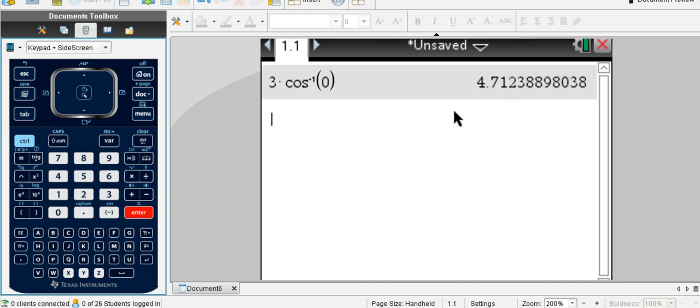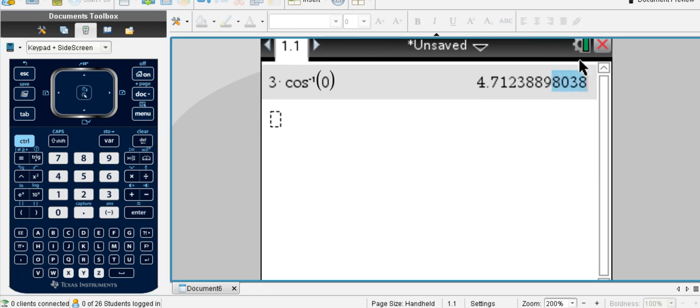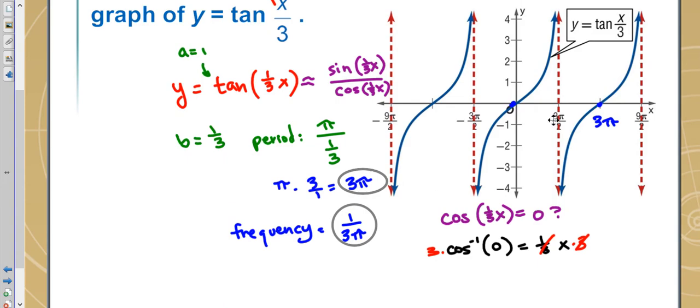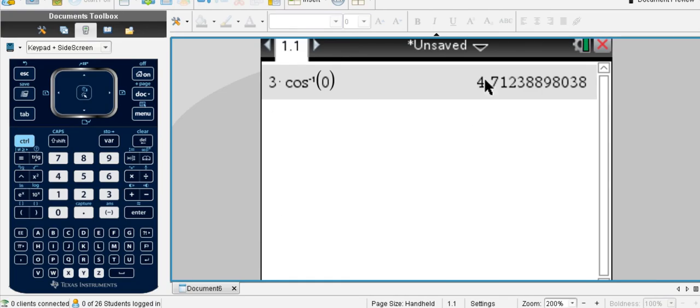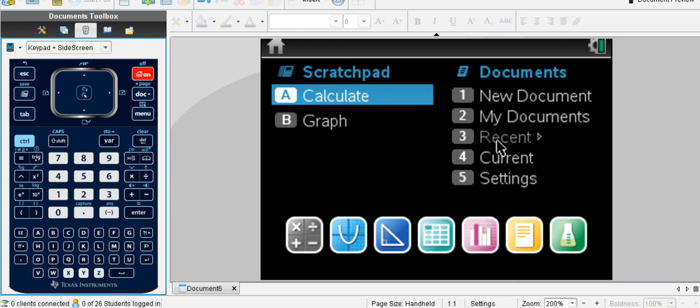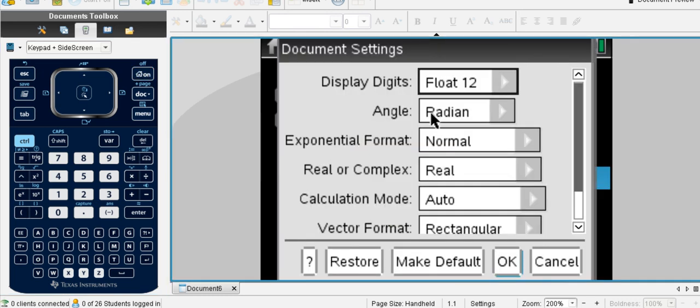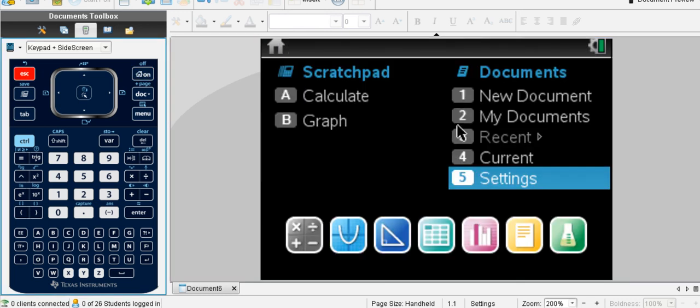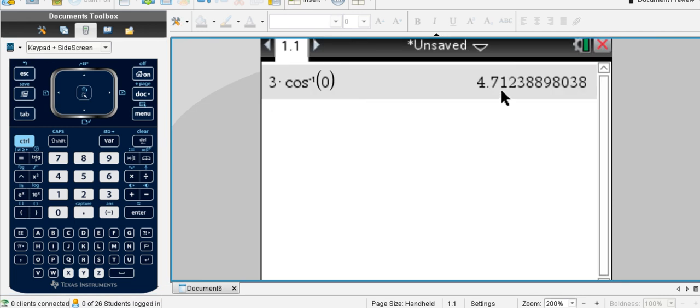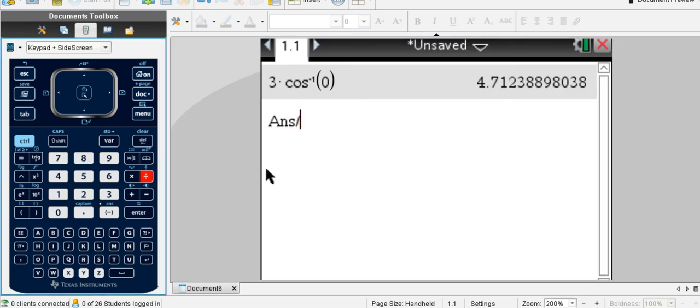Now you need to check something to know what type of mode we are in. I think if you go up here and hit this, it'll tell you right now we're in radians. And that's what we need to be in, because that's what these are. They're radians. If you needed degrees, you'd go to the home screen, hit settings, choose document settings, and change it there. But this is what we wanted to be in, was radians. Now, what is that in terms of pi? The way you do this is you would divide it by pi.